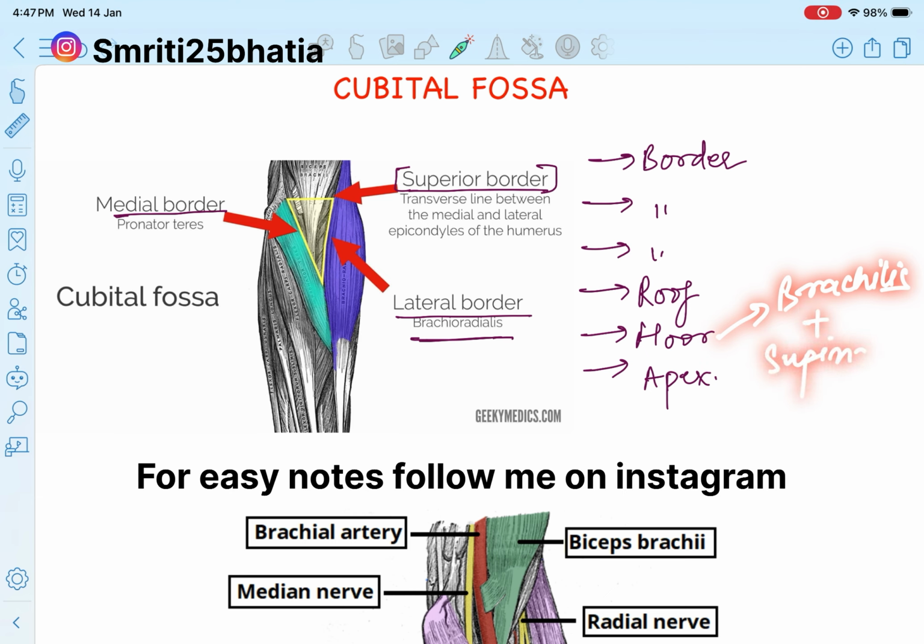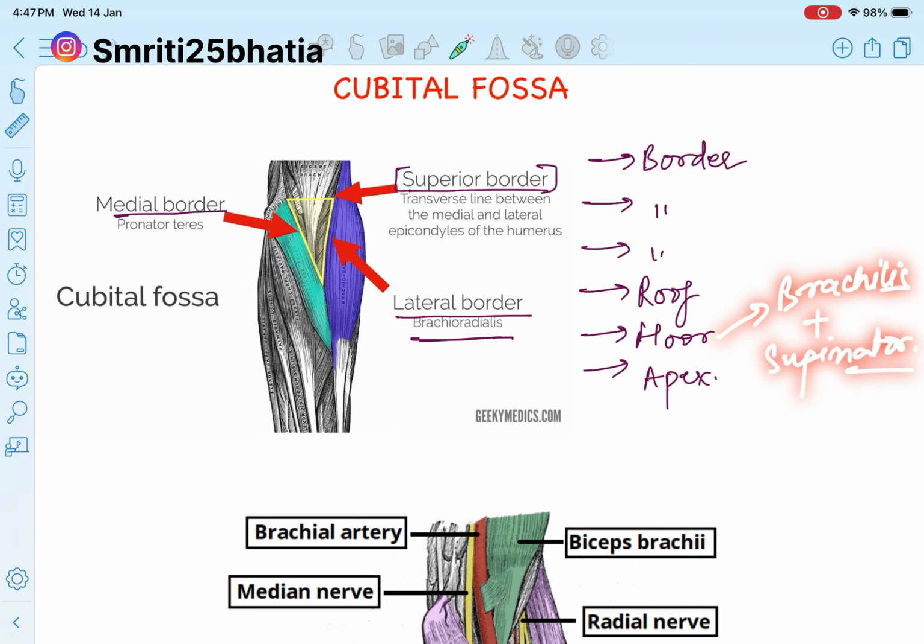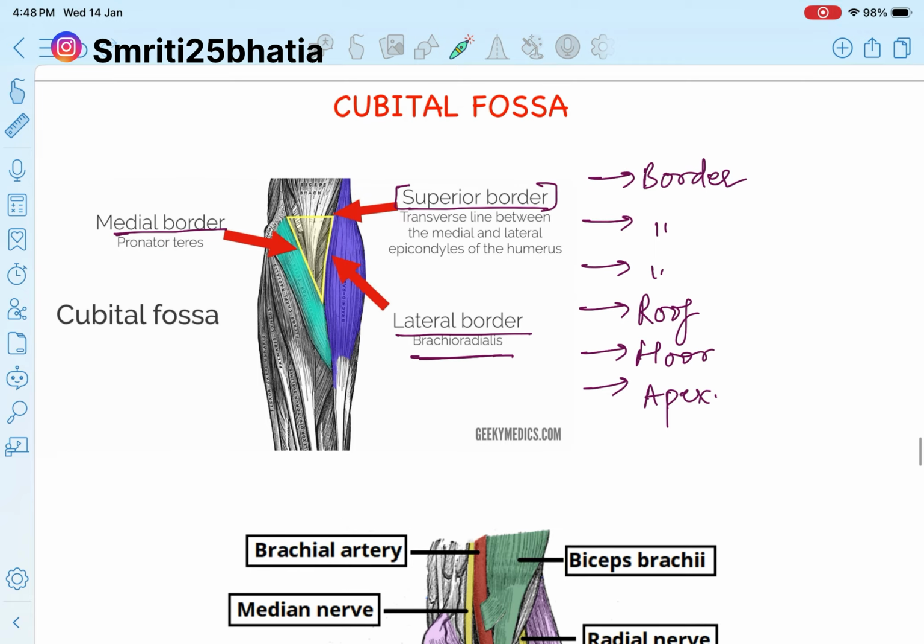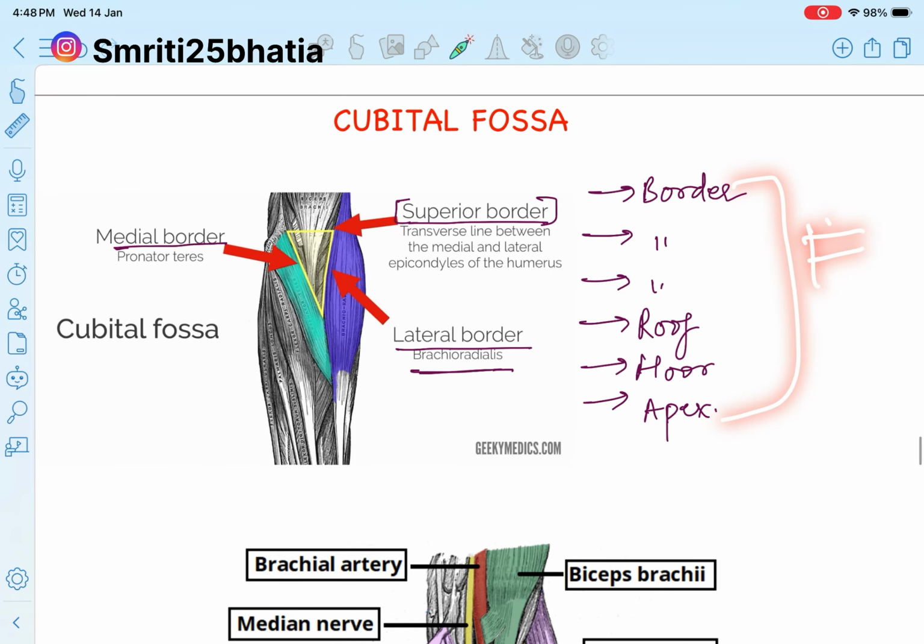Now next, speaking about the apex. This is the apex of the cubital fossa. Now how is this made? This is made by the joining portion, or the intersecting parts, of the brachioradialis and the pronator teres. This is the pronator teres. So it is formed by the brachioradialis and pronator teres, the intersecting part. So these are all the features of the cubital fossa.